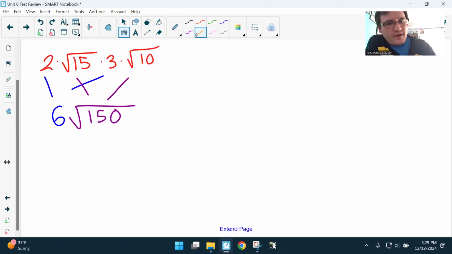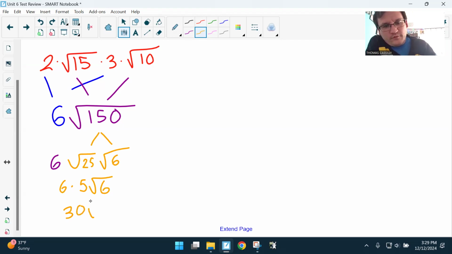All right, so write down your factors of 150. All right, or if you just know your perfect squares, which, come on, you really should, do 25 and a 6. Right. So we have a normal 6, square root of 25, square root of 6. That square root of 25 turns into a normal 5. So we have 6 times 5. Let me see, square root of 6. So your final answer on this one is 30 square root of 6.